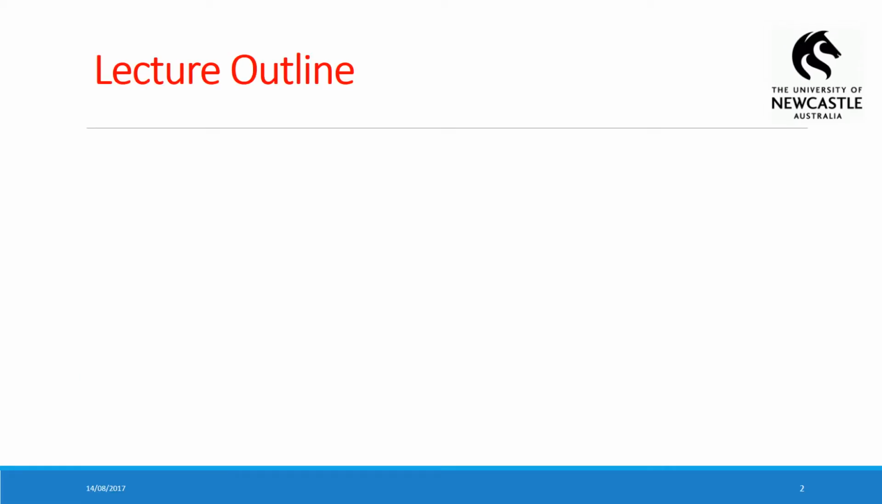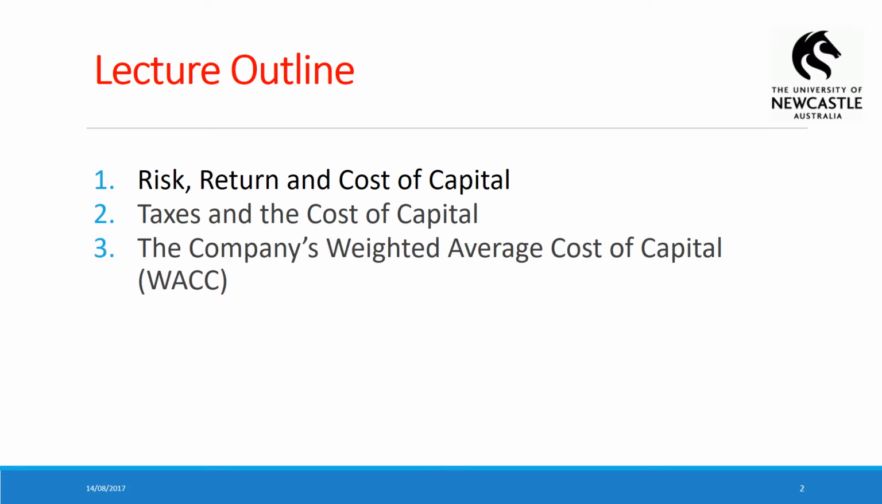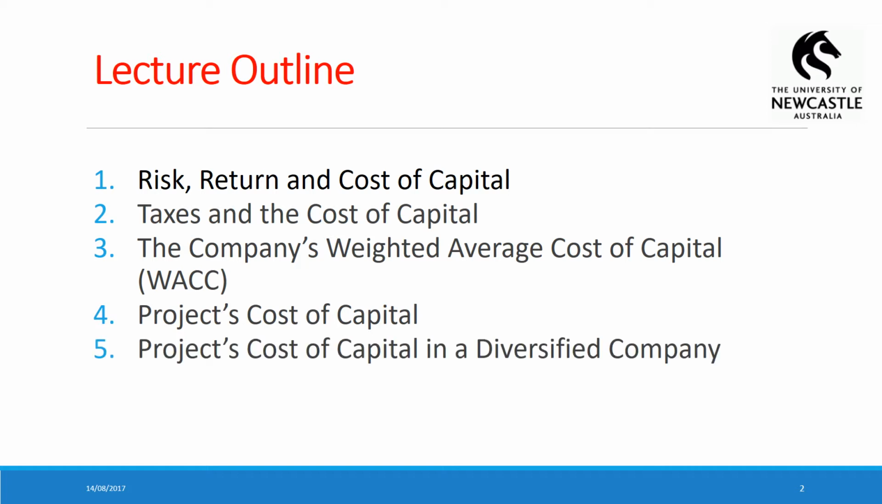So in this lecture, we look at firstly the relationship between risk, return and the cost of capital. We then look at the implication of taxes for the calculation of the cost of capital. We then bring everything together and estimate the company's overall cost of capital as the weighted average cost of individual capital items. We then look at individual projects' cost of capital. And finally, we look at a diversified company's cost of capital.